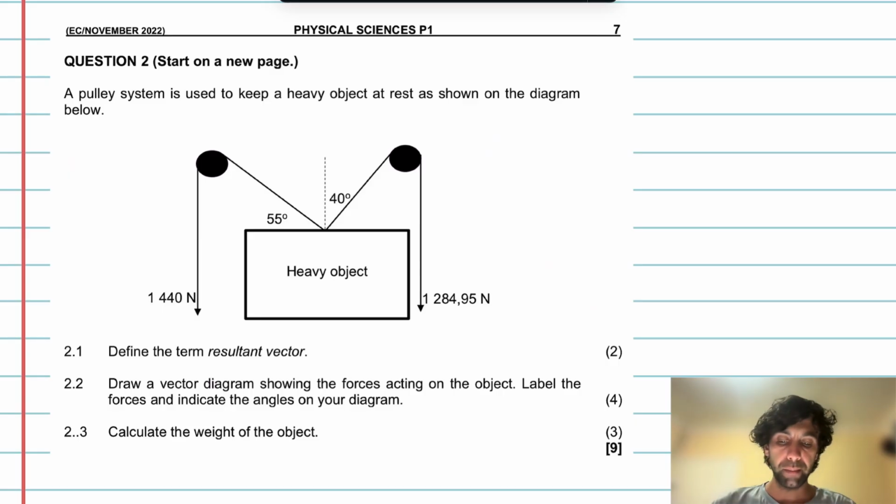So the question says, a pulley system is used to keep a heavy object at rest as shown on the diagram below. Now, very important here, just from the text already, they said that the object is at rest. Now, when an object is at rest, we know that the F net, the net force, is going to be equal to 0. Okay, so if we do draw a vector diagram, it is going to form a closed triangle, because I can tell you now that there are 3 forces acting on this object.